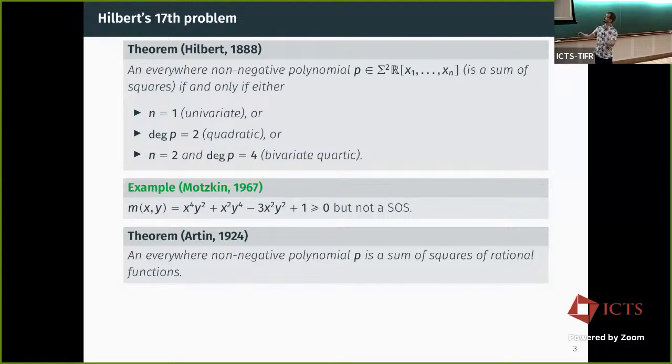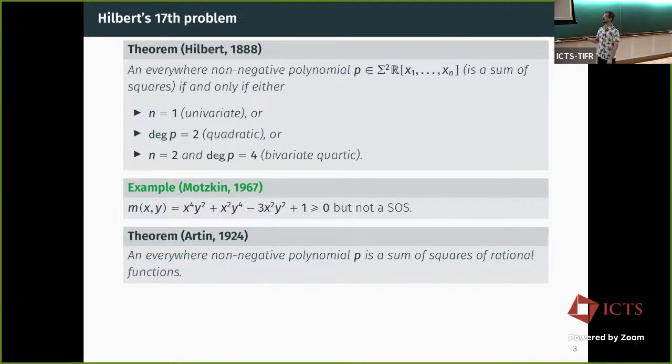And just to finish this part of the story, the full theorem, or the full solution to Hilbert's 17th problem, was given by Artin, who said that an everywhere non-negative polynomial P is a sum of squares of rational functions, which might look strange. What does it mean for a polynomial to be a sum of squares of rational functions?